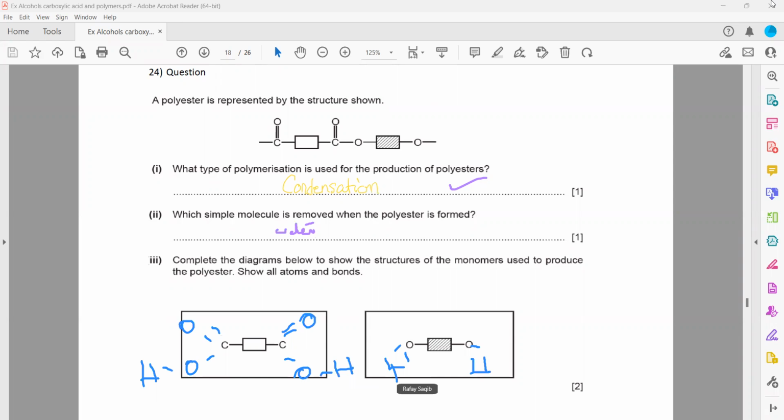How will we complete this? Because the polyester is formed when a dicarboxylic acid reacts with a diol. So this part we will remove and make two carboxylic acid groups, and this part will be removed as a diol, so put two H on both sides. As a result, it will become a dicarboxylic acid and a diol.